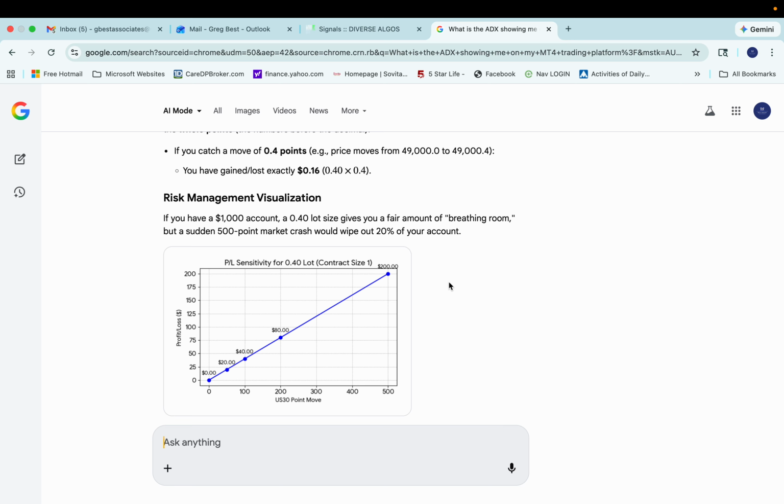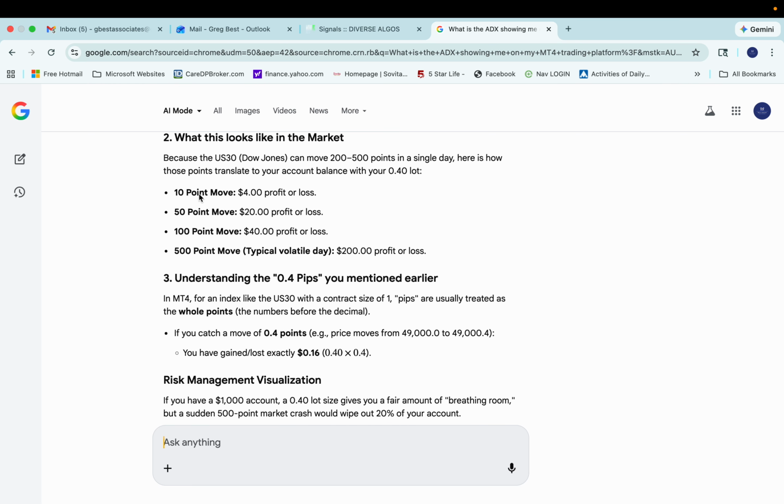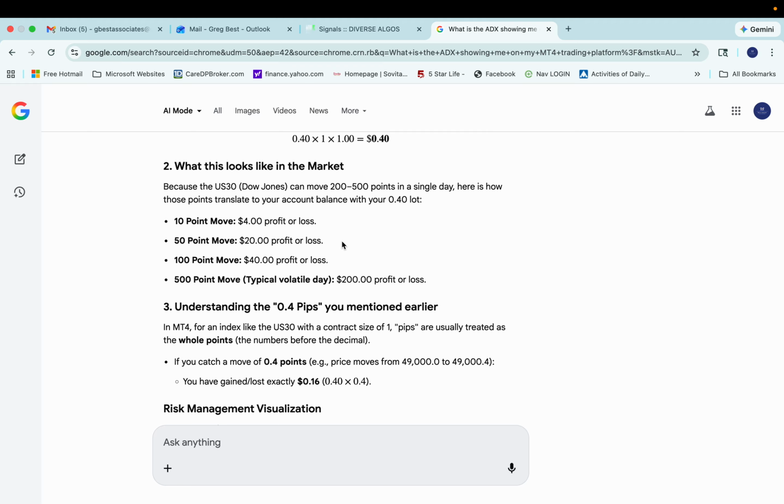20% on a $1,000 account. That's really not too bad. If you want to understand 0.4 pips, basically my contract size is 1 and I trade 0.4. So that's a dollar value, 40 cents is how I trade. So your gain or loss is 0.16 times the ratio there. And this gives you a better idea. A 10-point move is a $4 profit or loss, 50, and so on and so forth. So I don't increase those.